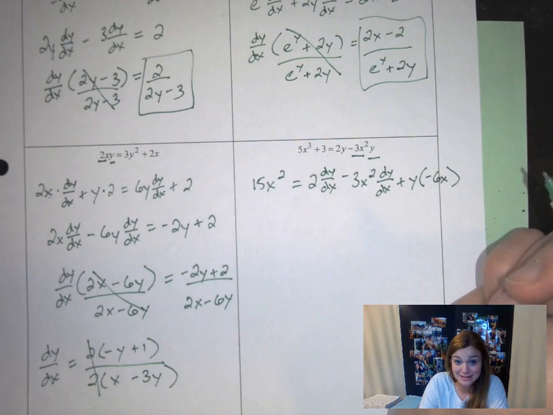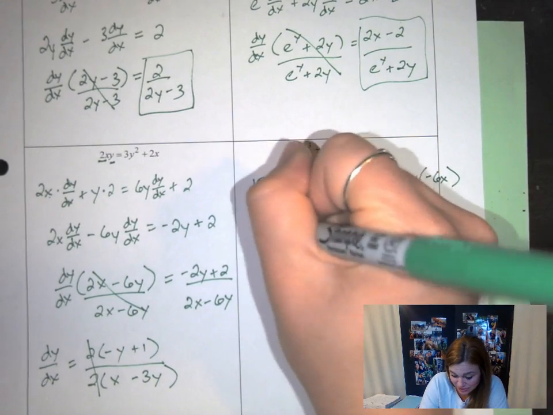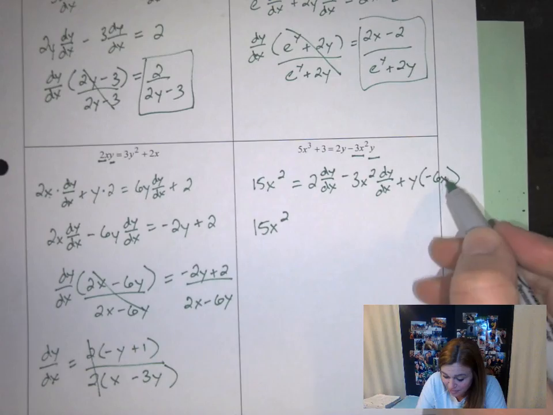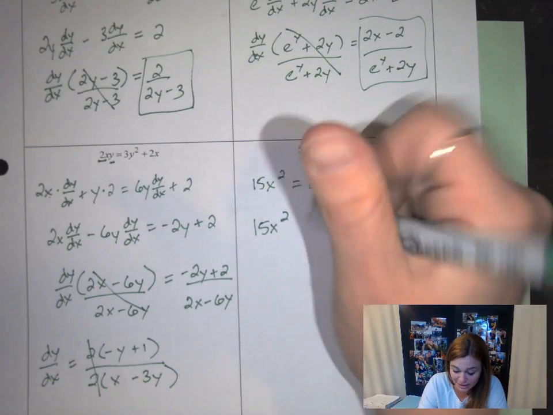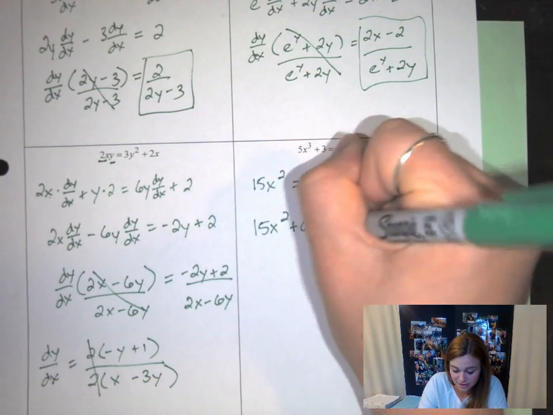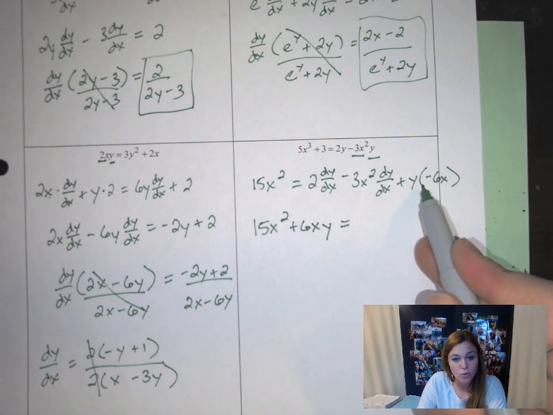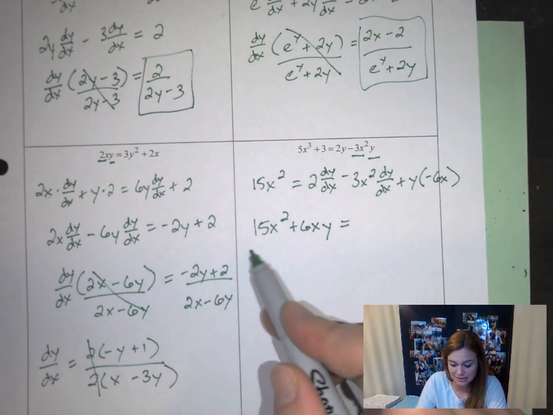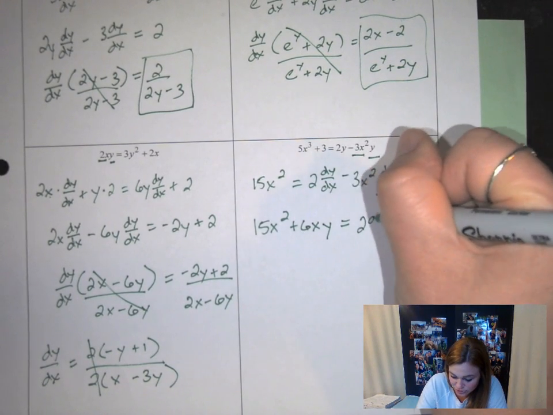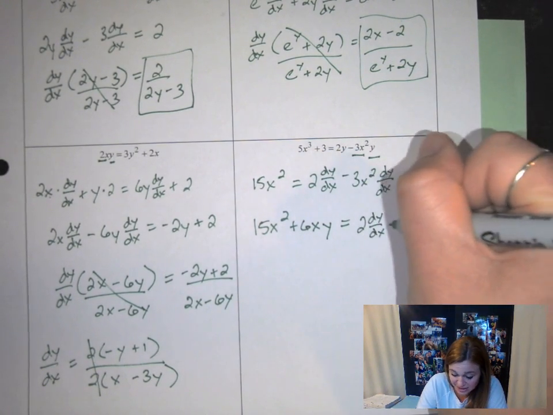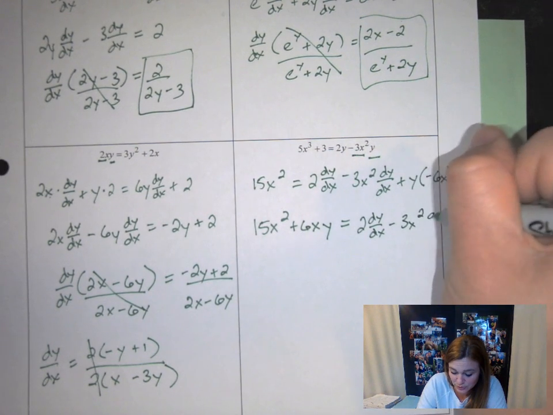Get the dy dx's on the same side, everything else on the other side. So I'm going to say 15x squared, and I'm going to add 6xy to both sides. I just rearranged the order a little bit because this is y times negative 6x, but I'm getting it to the other side. And then I've got 2 dy dx. See, I'm so popular. Negative 3x squared dy dx.